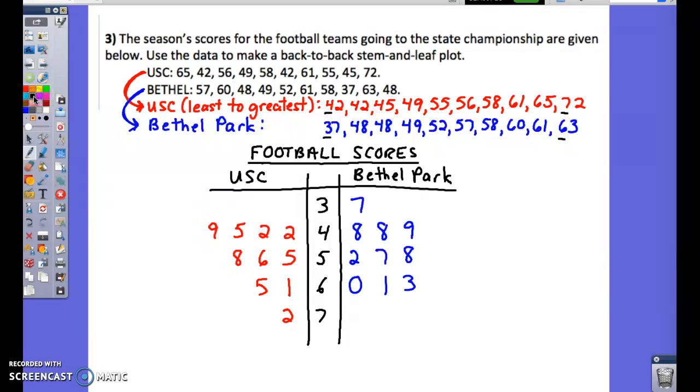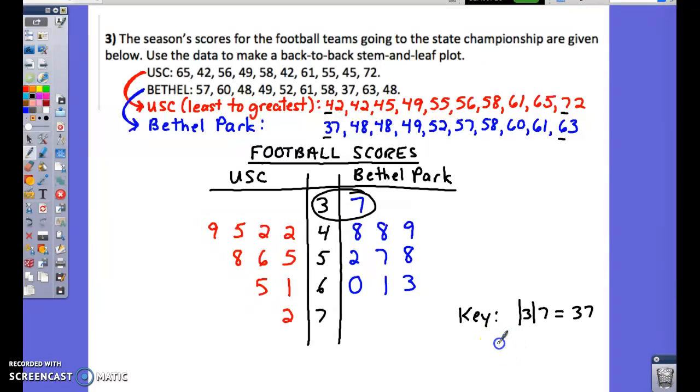Now the last thing to do is go ahead and create an actual key here. So I'm going to put that in the bottom right-hand corner. And I'm going to show one of my examples as this. And this is representing the number 37. That would be shown right here.